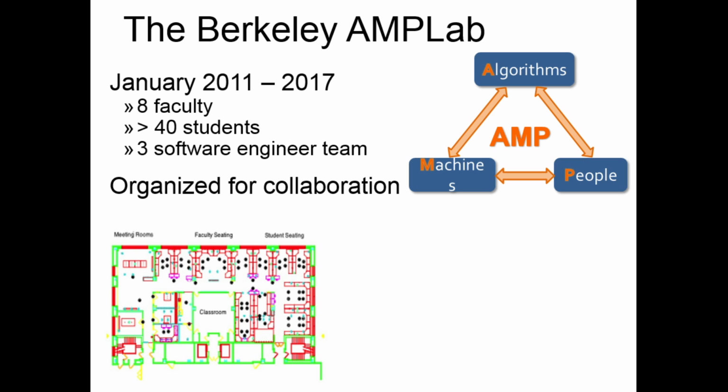AMP comes from algorithms, machines, and people, and this is because we plan to use a holistic approach: new algorithms, new systems, and people, crowdsourcing, to address the big data problems. In this talk, I am mostly going to focus on the machine side and a little bit on the algorithm side.